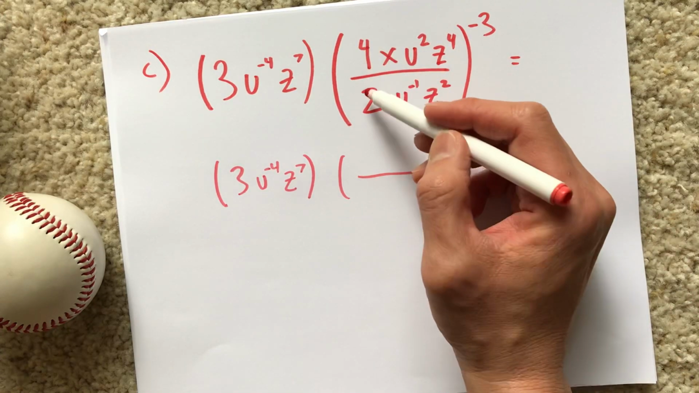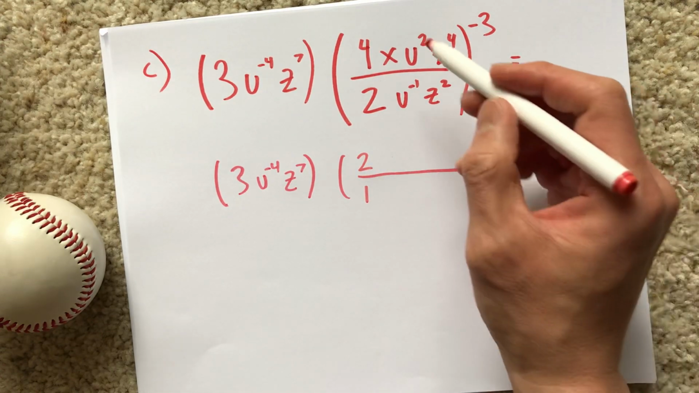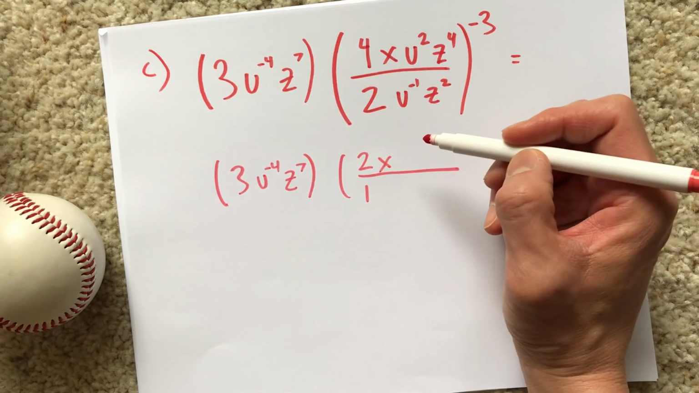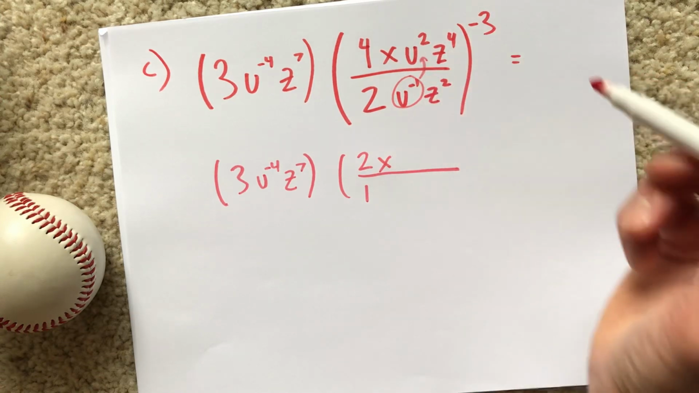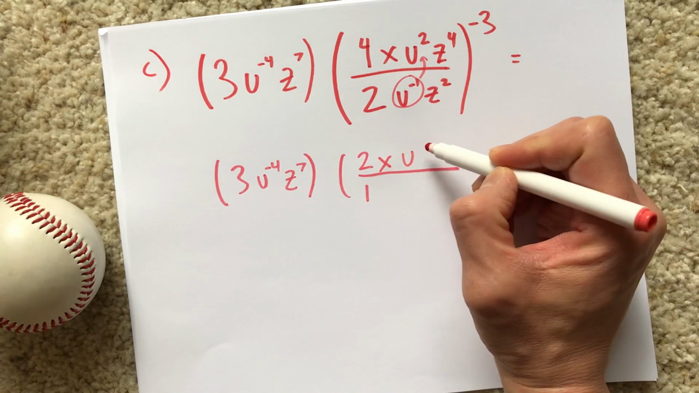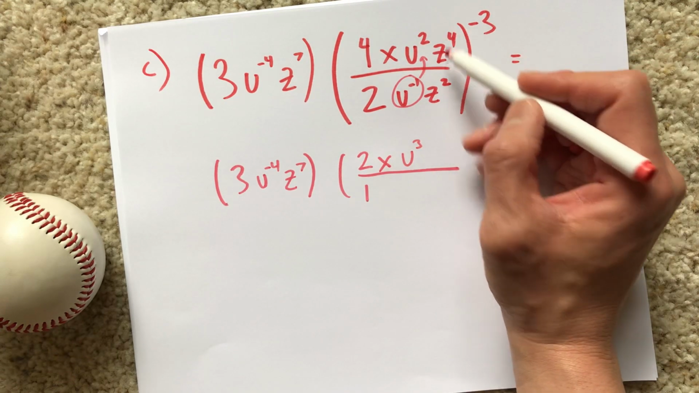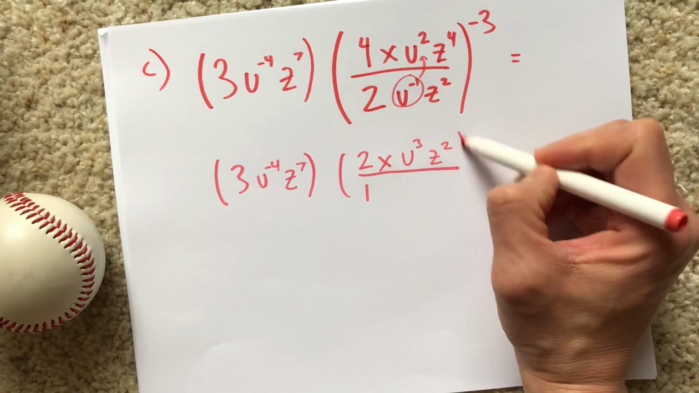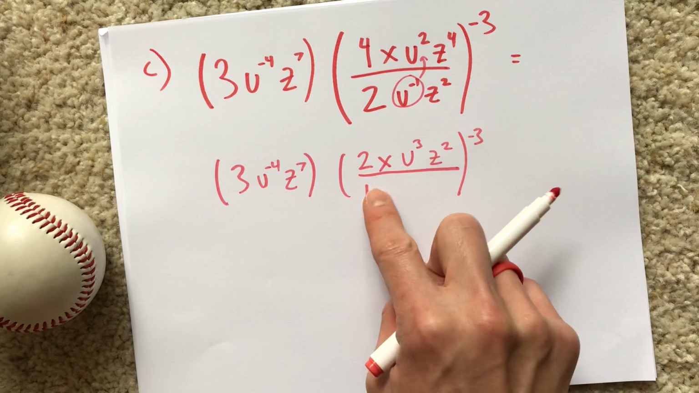So let's see. We have 4 divided by 2, right? So that's going to simplify to 2. There's a 1 right here. And then now let's look at the x. Now x has nothing to cancel out with, so x is going to stay in the numerator, and we have a negative right here, so it's going to become positive. Now we have u to the 3rd power, and then z to the 4th power over z squared, it's going to be just z squared, because we're subtracting. And this is all over negative 3. Okay. Now because this is over 1, we can get rid of that 1.